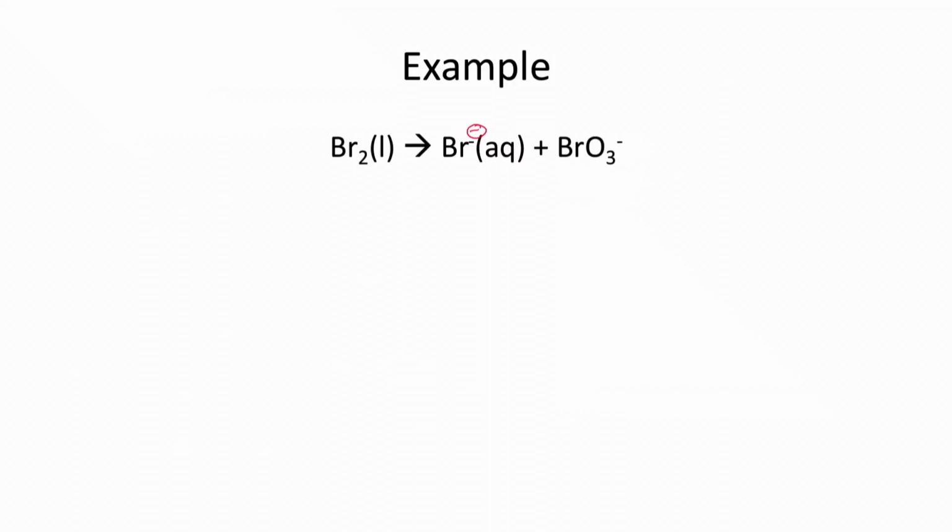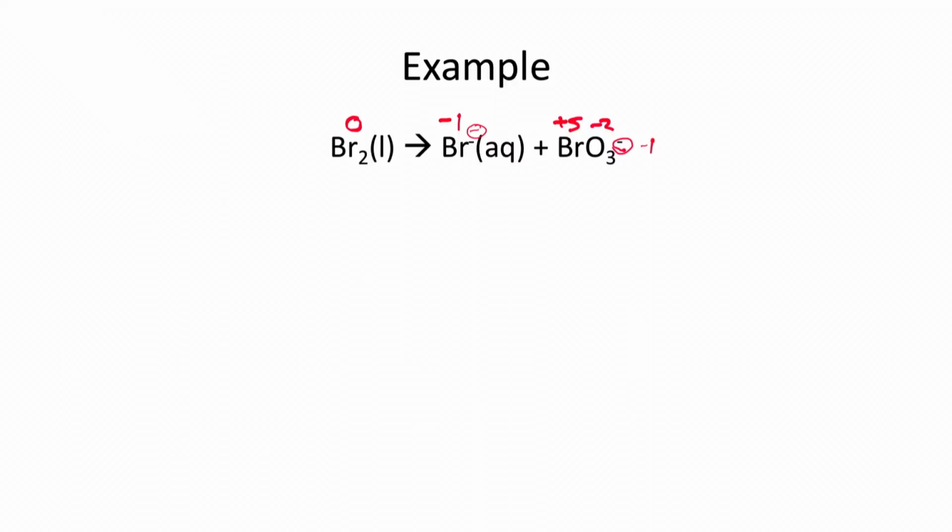So let's look at the oxidation numbers. Here the bromine has an oxidation number of 0. Here it's -1. And for this case it's a little bit different. The oxygen is -2. I have 3 of those, so that's -6. That means that this bromine has to be +5. Right, +5 and -6 gives me an overall charge of -1.